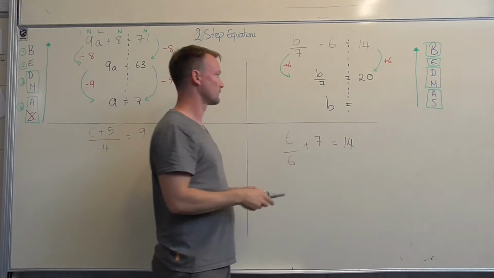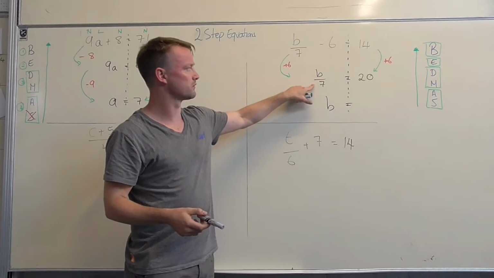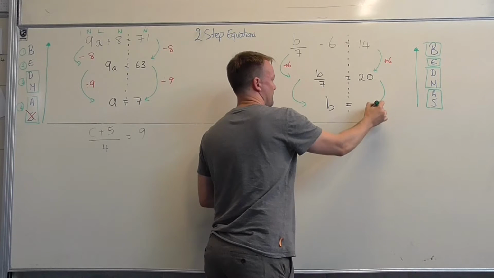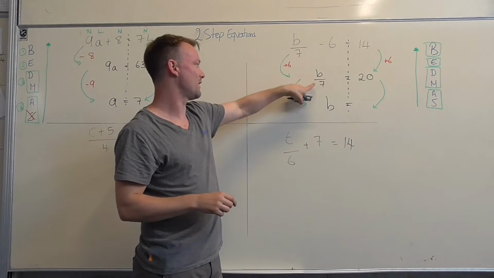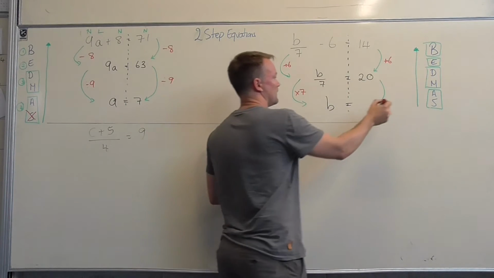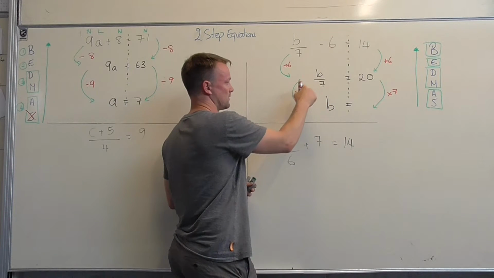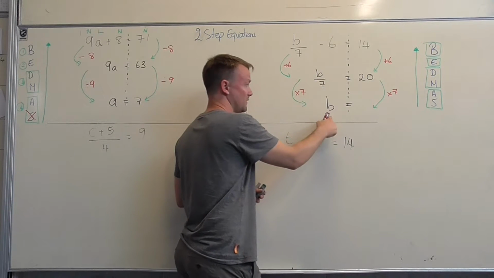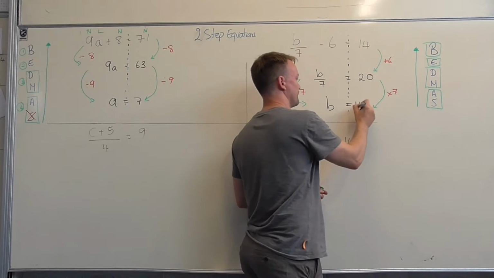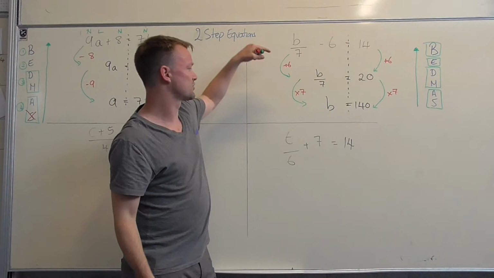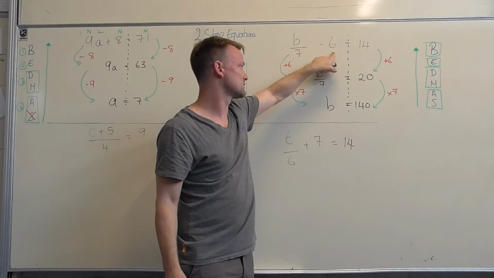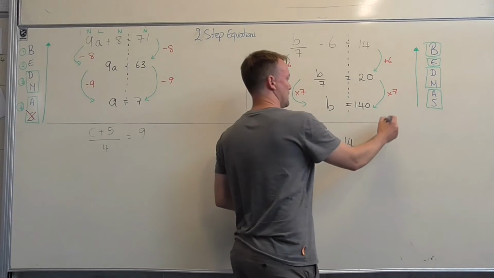Not done. Why? Because there's still a number on this side mixed in with the letter, so I need to remove that. So there's another step. Okay, this is b divided by 7. So what I want to be doing is the opposite to divide, which is times. So b divided by 7 times 7 gives me b. 20 times 7 should, and does, give me 140. Let's check that. 140 divided by 7, 20. Take away 6, 14. I know that this is correct.